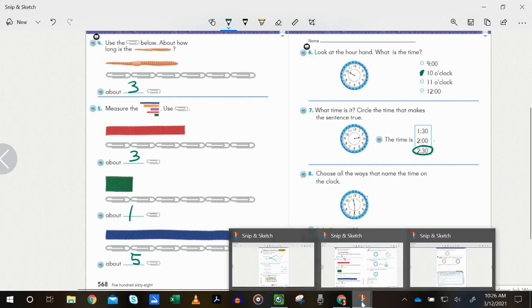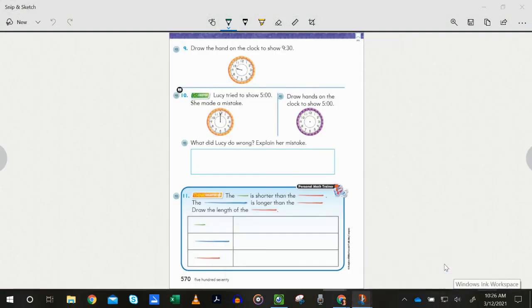Okay, let's move to the last page. And we're actually not going to do the bottom question because they kind of already did it for you. Kind of silly of them. But we are going to do question 9 and 10. So you should be back with your pencil.